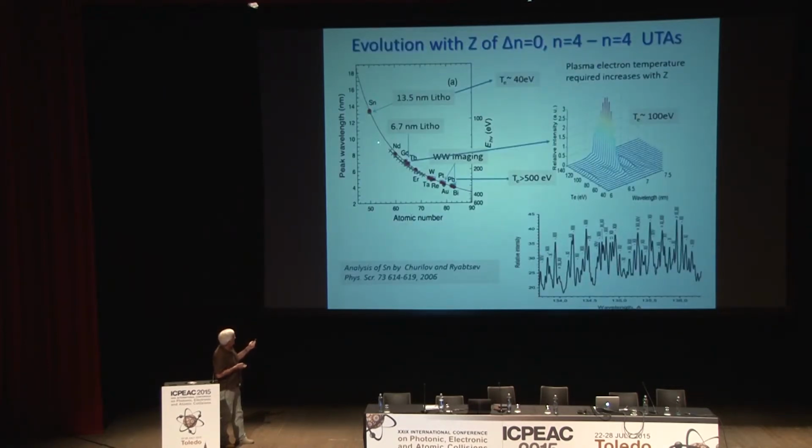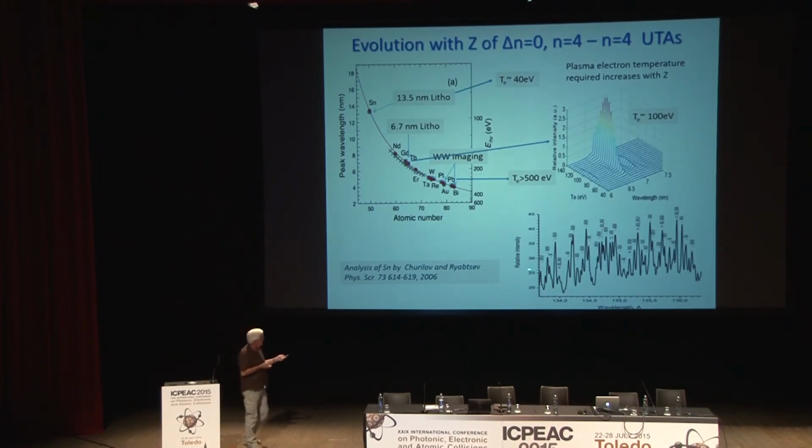In terms of how these scale with Z, the source at 13.5 nanometers turns out to be a UTA in tin, the 4-to-4 UTA in tin. There's also a suggestion to use a similar UTA in gadolinium, and we're interested in using the same UTA, if you like, in the water window. Well, there are a number of problems. The main problem is that as you go up in atomic number, you have to go to higher and higher charge states to get these UTAs, which means that you have to go to successively hotter plasmas, which means that the efficiency of the whole process tends to decrease.